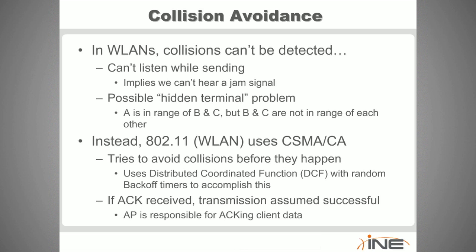Now, once I send the frame out, since I cannot listen at the same time I am sending, I need some mechanism besides the jam signal to figure out if a collision actually happens. The way that Wi-Fi implements this is that every single frame you send, with the minor exception of some control frames that are outside of our scope, every data frame that you send, must be acknowledged by the access point.